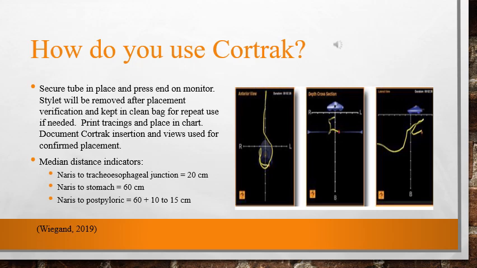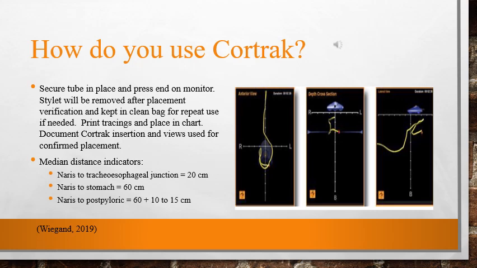You can actually use it again if there's any question about placement, so you can reinsert that stylet and retrace again and re-advance the tube again. You want to look at your tracings, and you should be able to print them out and put them in the chart. And if your facility still requires you to get a KUB to validate that the placement is correct, you need to make sure that is ordered.